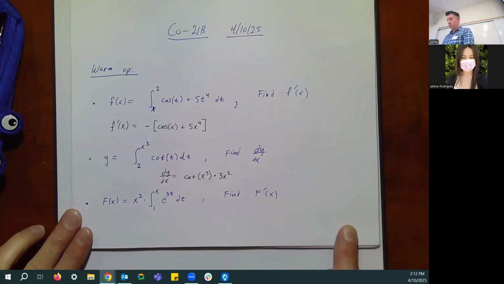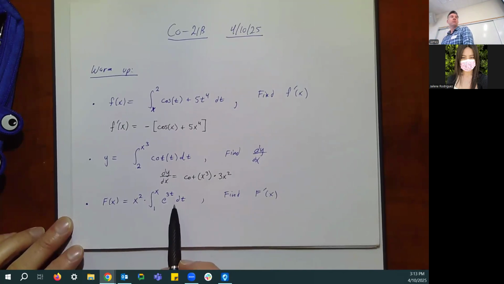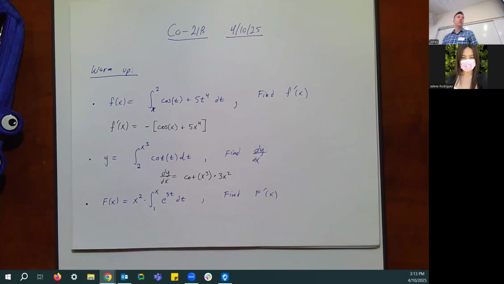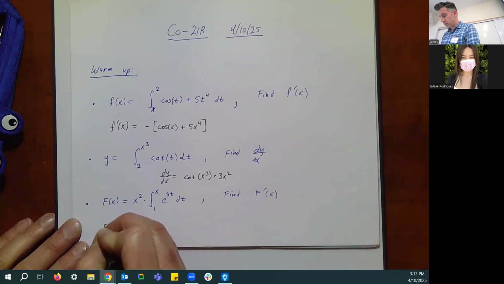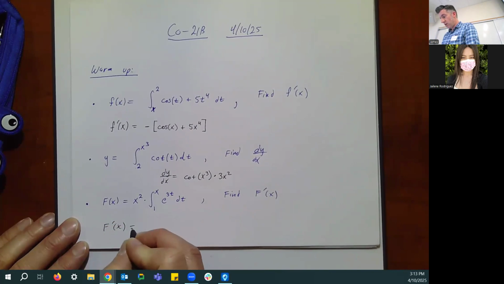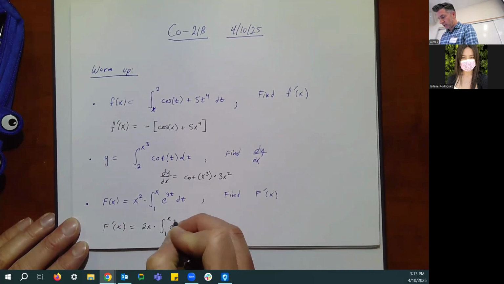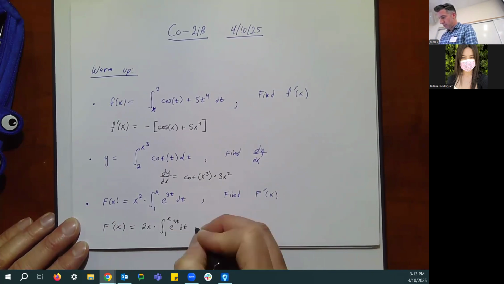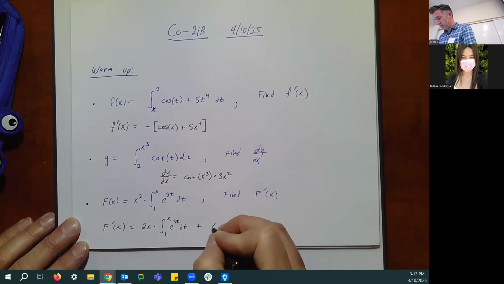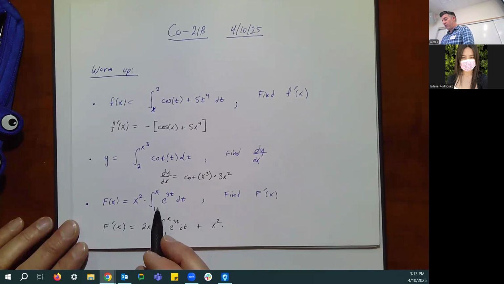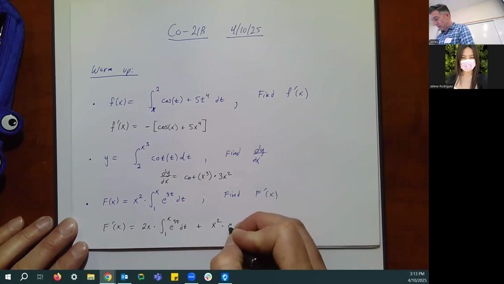So here we have x squared times a function of x that we're taking the derivative of. So we have to use the product rule. So our derivative here is going to be the derivative of x squared, which is 2x, times the integral from 1 to x of e to the 3t dt, plus, now we leave x squared alone. We multiply by the derivative of the integral, and the derivative of the integral from 1 to x of e to the 3t is e to the 3x.